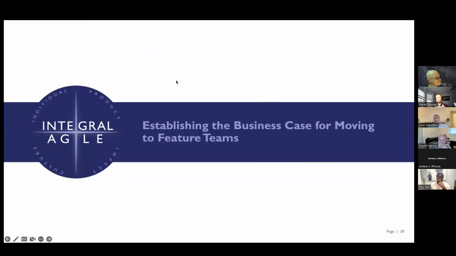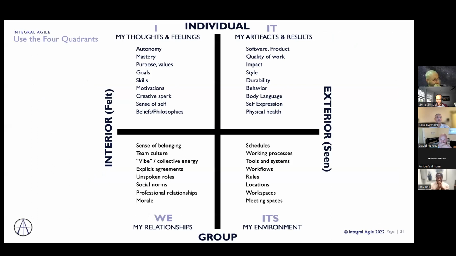Okay, so let's talk about establishing the business case. So if you remember our COVID exercise earlier, we're going to do the same exercise from the 4-quadrant perspective. And this is just a brief reminder of what the quadrants are. These are the things that people might be feeling. These are the relationships that they're sharing with others. This is the environment in which they work. And this is the output, the software that they're going to be delivering, the quality, et cetera.